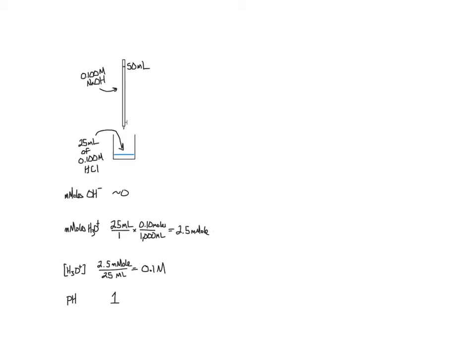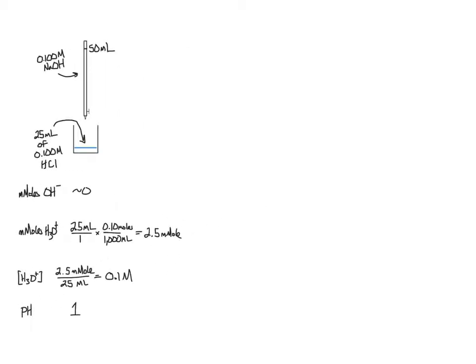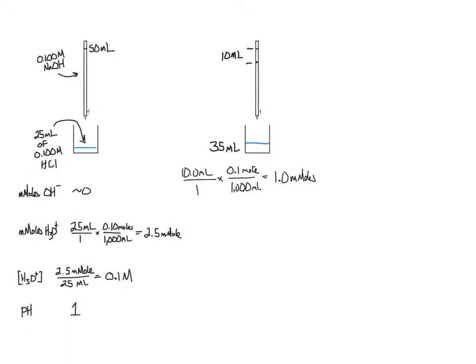Next, let's calculate the pH after we add 10 milliliters of the 0.1 molar sodium hydroxide solution to the 25 milliliters of HCl. Let's go through the calculations again for the millimoles of hydroxide, hydronium, overall hydronium concentration, and then pH. We just added 10 milliliters of 0.1 molar sodium hydroxide solution. So that's 1 millimole of sodium hydroxide.